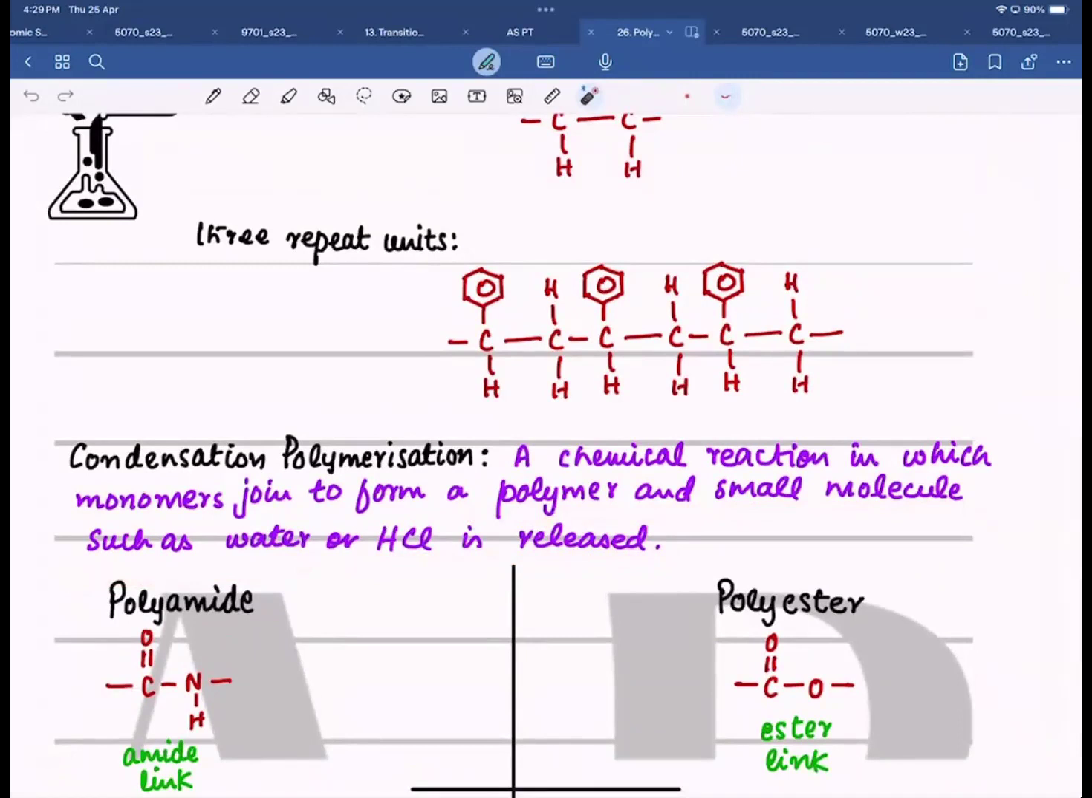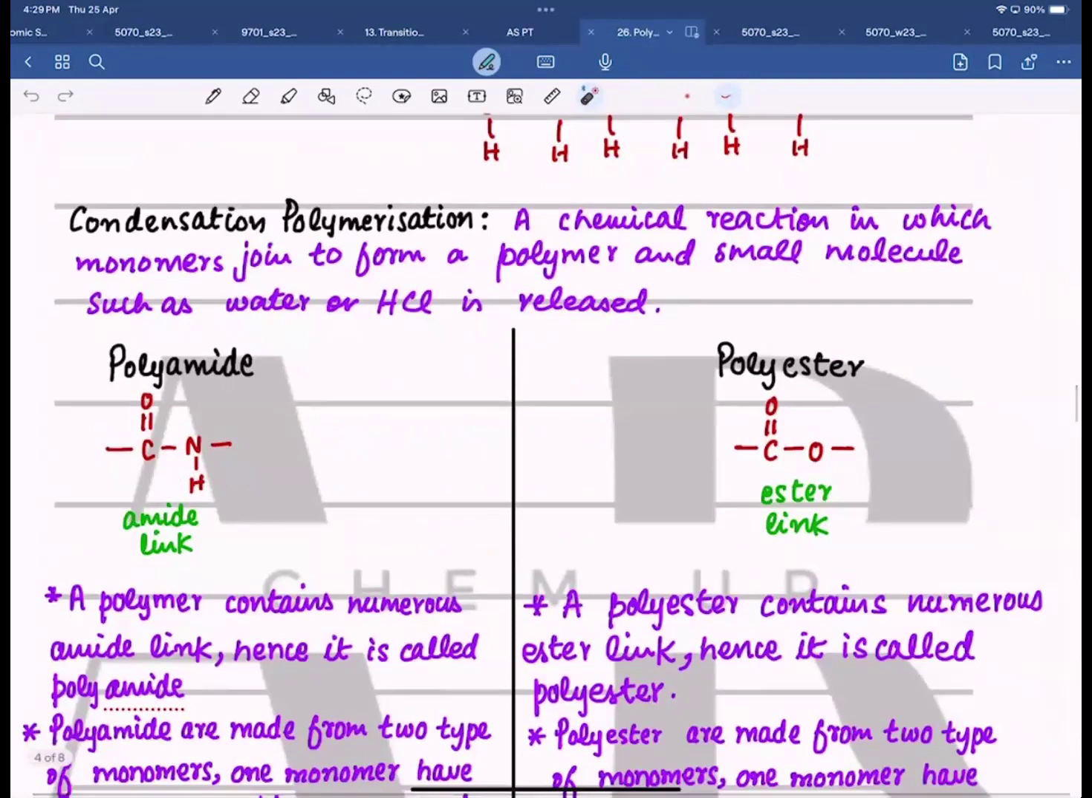Yes, sir. So there are two types of condensation polymers. One is a polyamide, and this is the amide link where the carbon double bond O is bonded to a nitrogen. So if in the polymer chain we have multiple of this link, that's why we call it polyamide. And the other is a polyester, which has an ester link.